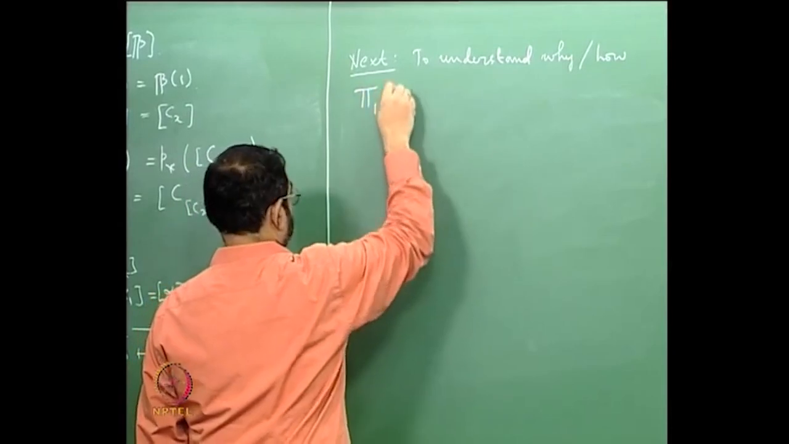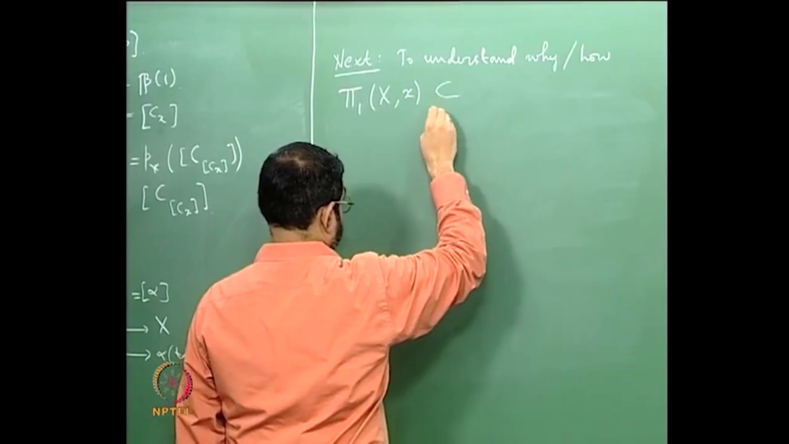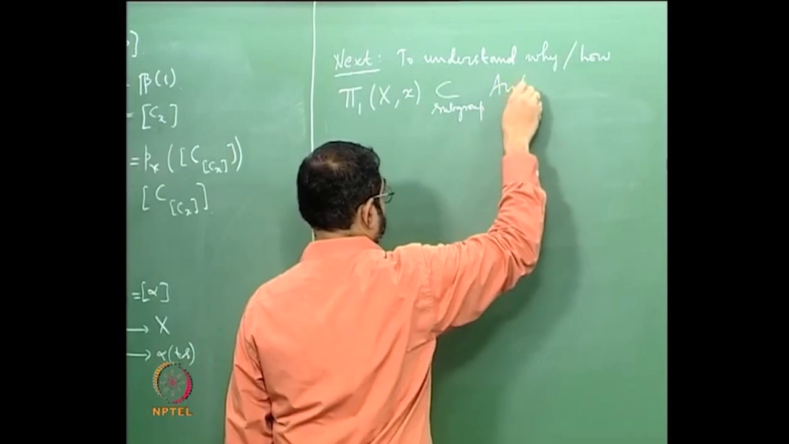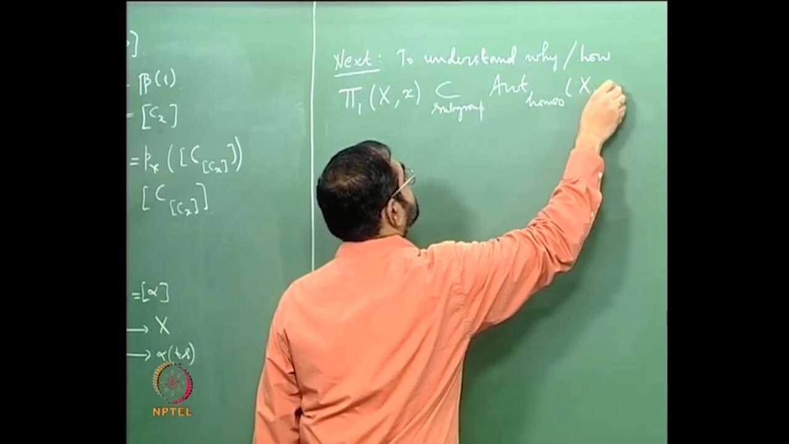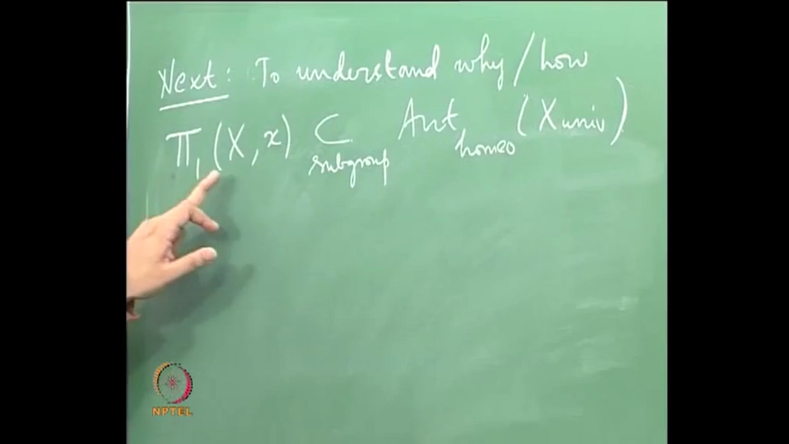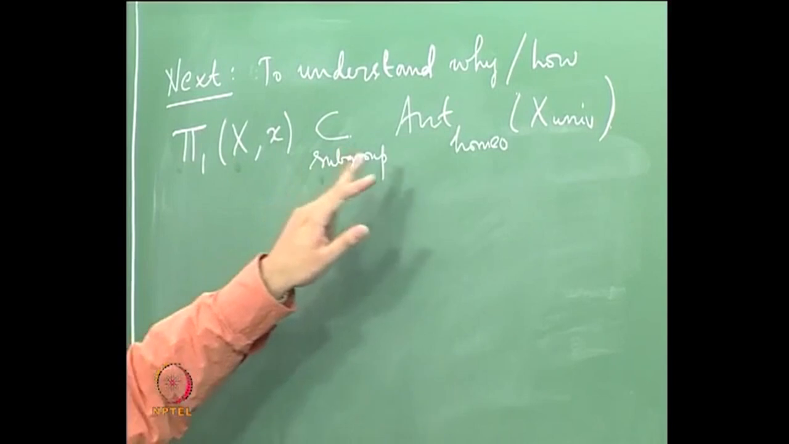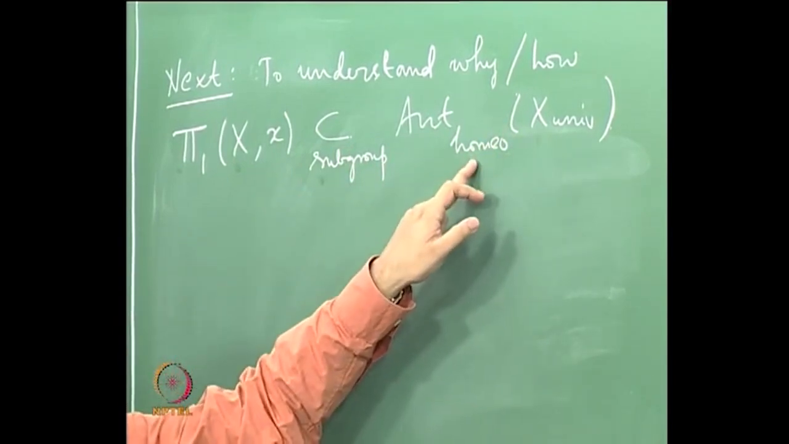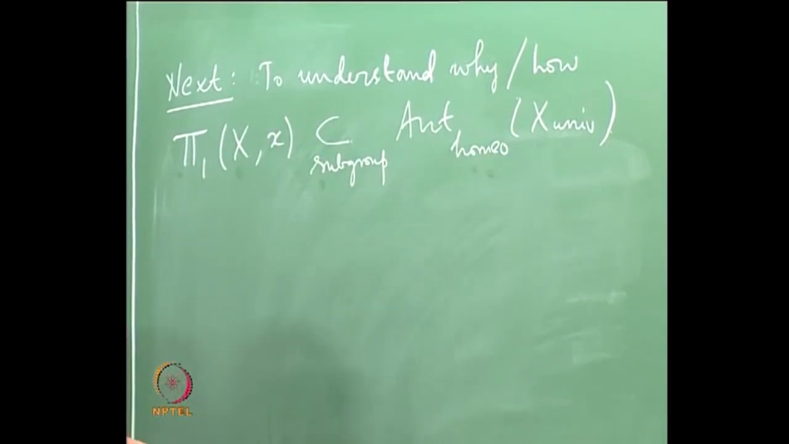Fundamental group of x comma x is a subgroup of the automorphisms, homeomorphisms of the universal covering space. Okay. So why is the fundamental group of the base space, why can it be identified naturally as a subgroup of automorphisms of the universal covering? Automorphisms which are of course homeomorphisms, self homeomorphisms.